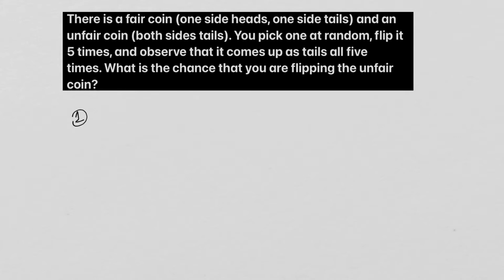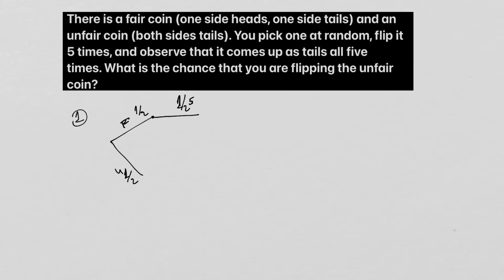So first, notice that we have two coins, fair and unfair, right? Both have an equal chance, that means 1/2 and 1/2 probability to be selected. Now, if we have the fair coin, then the probability that we get tail is 1/2, but if it's 5 times, that means 1/2 to the 5, right?